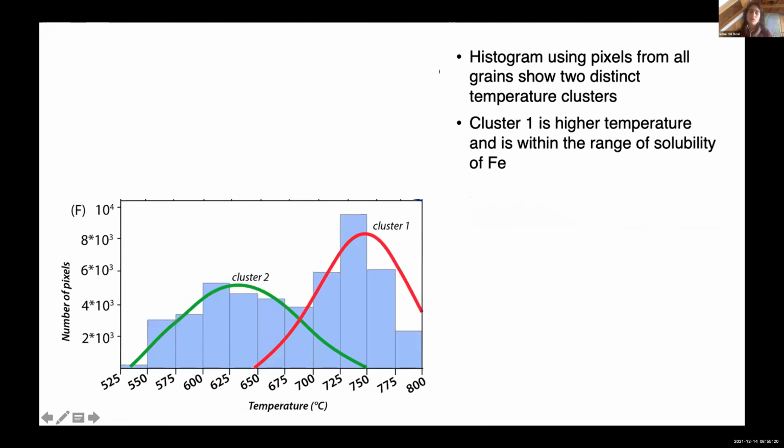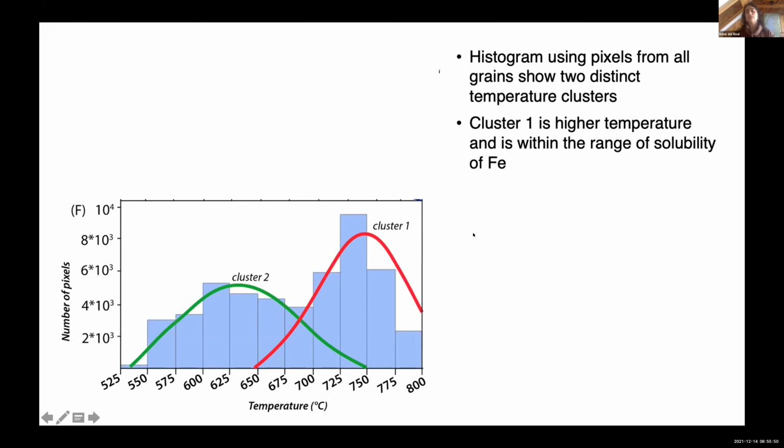So what I did next was actually use all the data points, all the pixel points, and do a histogram with all the actinolite data, and we see very distinct clusters, mainly two clusters of temperature, where cluster 1, as we see over here, is higher temperature and is actually within the range of solubility of iron. So iron will be soluble in a hotter fluid that has this range of temperature. It is also a range of temperature that is very similar for IOA deposits.